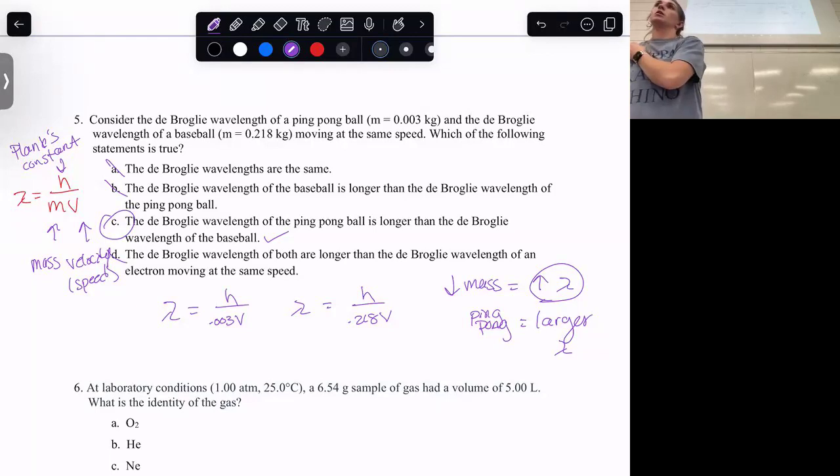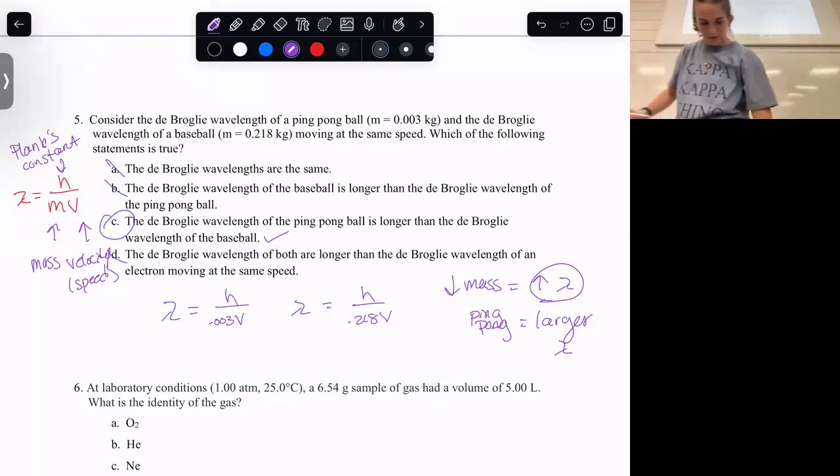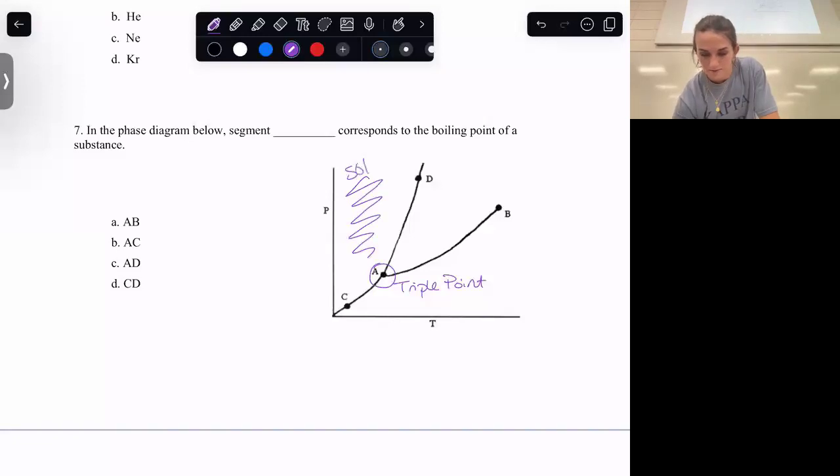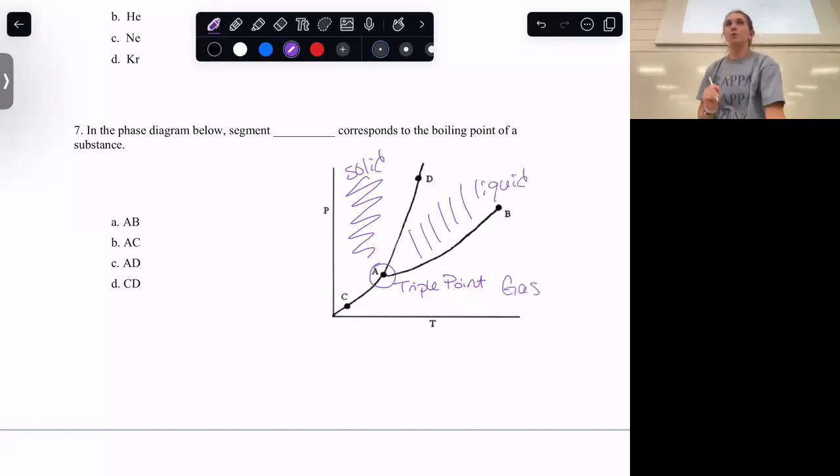What are the points in the phase diagram? So what is A? What do we call that? This is going to be your triple point. And so what is present at the triple point? All three phases, right? Where are the phases on our diagram? What's this section here? This is solid. What's this one? Liquid. And this leaves this one as the gas.